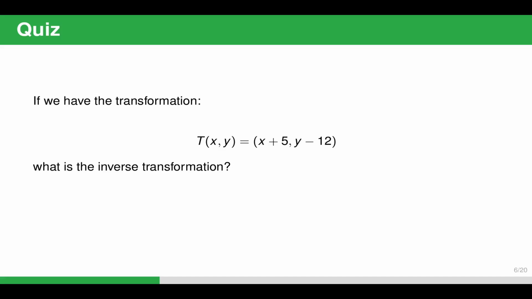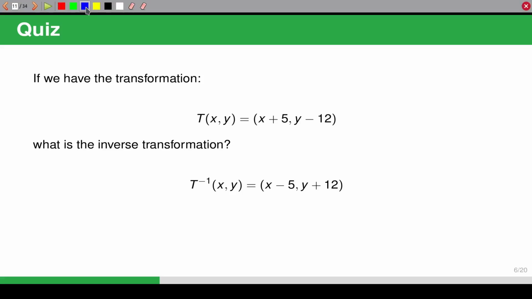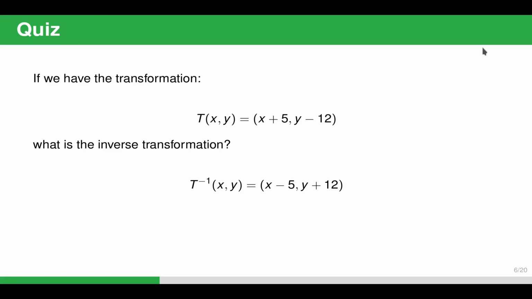Okay, the answer, of course, is the transformation x minus 5, y plus 12. This is probably easy to understand, but let's just make sure we understand with an example. Suppose we're using the point 0, 0, x equals 0, y equals 0. The transformation will take that point to x plus 5, which is 0 plus 5, which is 5, of course, y minus 12. So 0 minus 12 is, of course, minus 12. So the transformation takes the point 0, 0 to 5, minus 12.